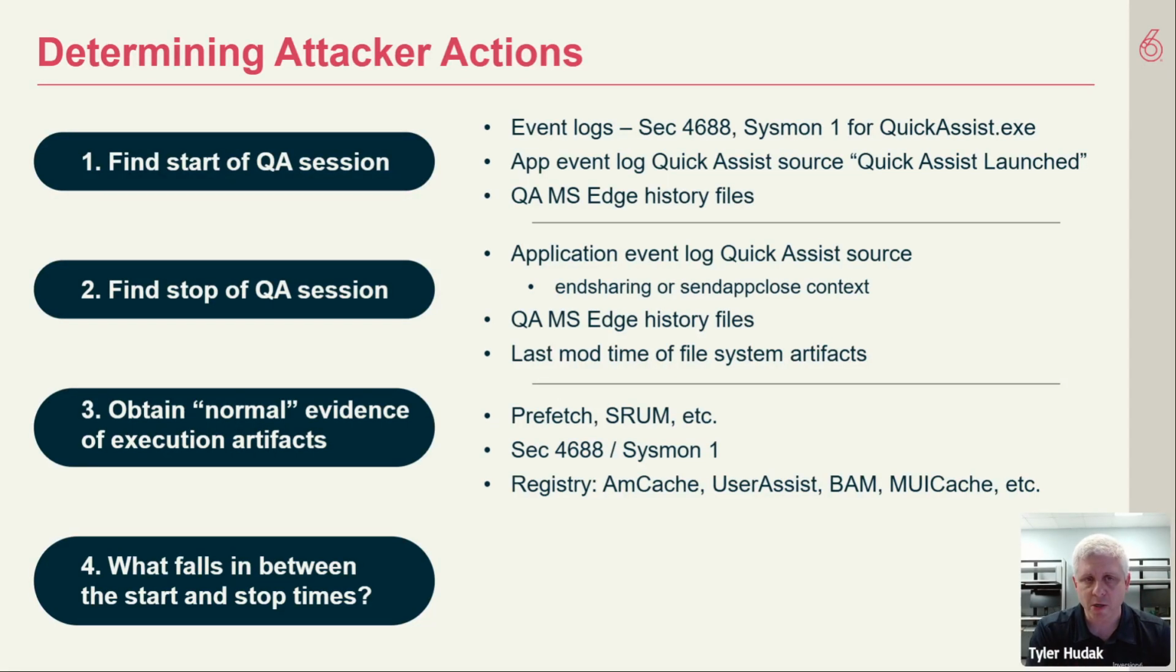So you find the start of the Quick Assist session, then you find the stop of the Quick Assist session. Again, you can look in the application event logs for this. You can look in the MS Edge Quick Assist history logs. You can look at the last modification time of some of the file system artifacts, and so on. So there are multiple ways that we can find how long that Quick Assist session went on.